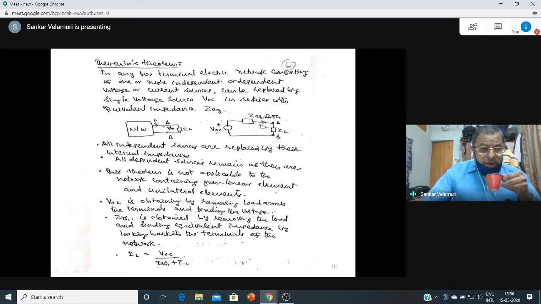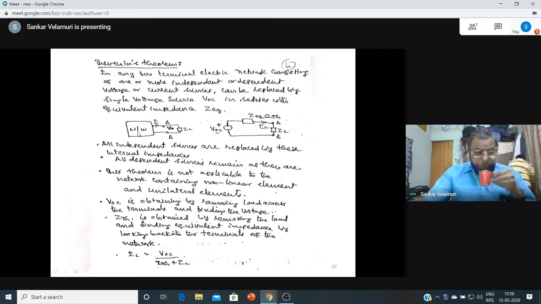This theorem is not applicable to a network containing non-linear elements and unilateral elements. VOC is obtained by removing the load across the terminals and finding the voltage across them. That is the principle. Z Thevenin is obtained by removing the load and finding the equivalent impedance by looking back into the terminals of the network. Then IL will be equal to VOC divided by Z Thevenin plus ZL. These are the fundamental aspects.